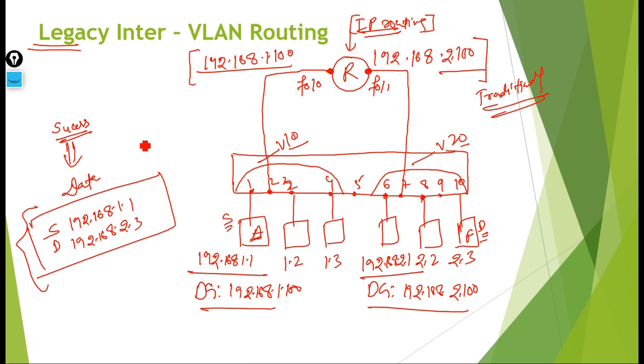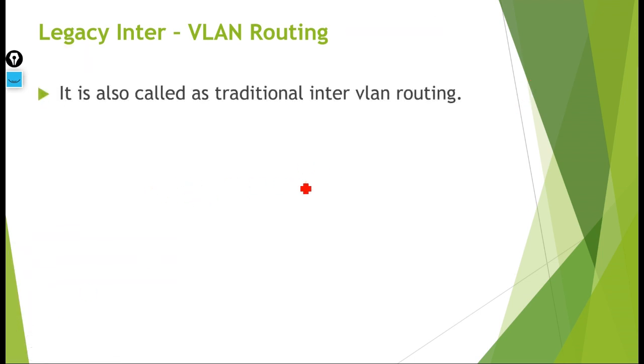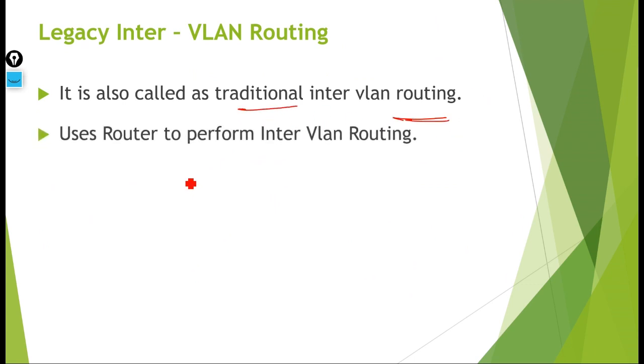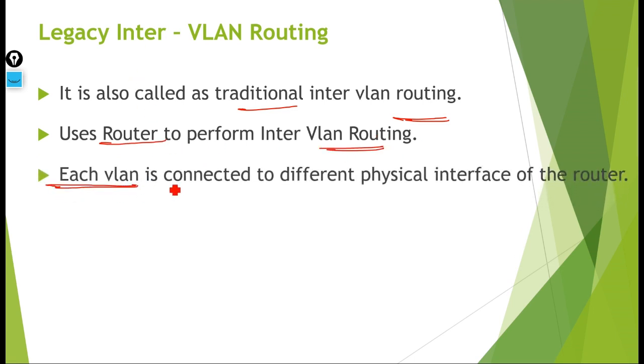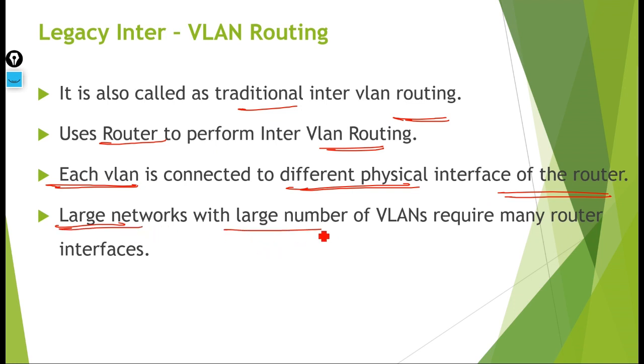Okay. So just have a look at the same one more time. I'll go ahead with the slide deck now. So as I discussed, it is also called traditional inter-VLAN routing, and it uses the router to perform the inter-VLAN routing. Each VLAN is connected to a different physical interface of the router, and a large network with a large number of VLANs requires many router interfaces, which is not available, and that is the challenge with the legacy method.